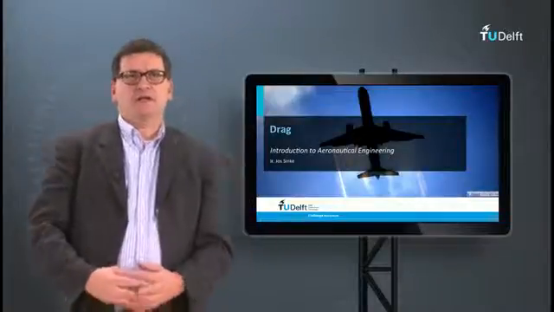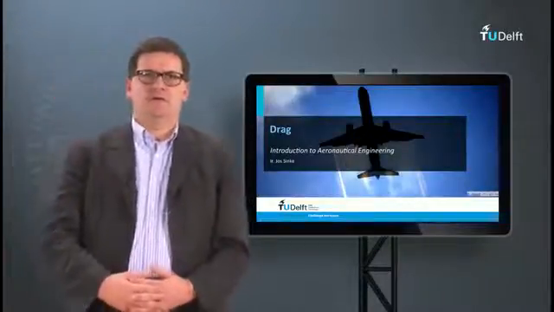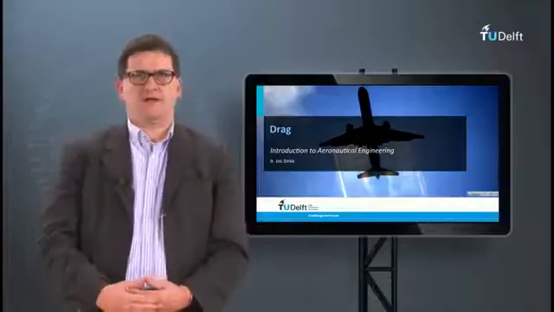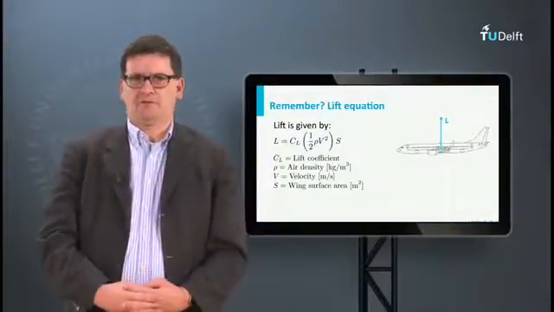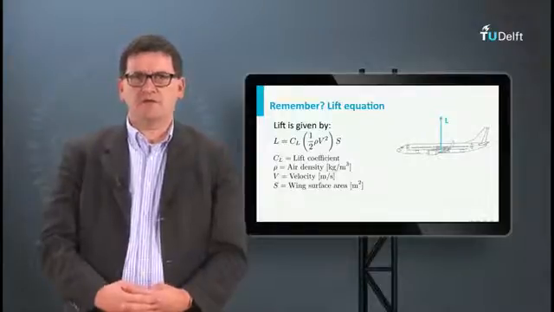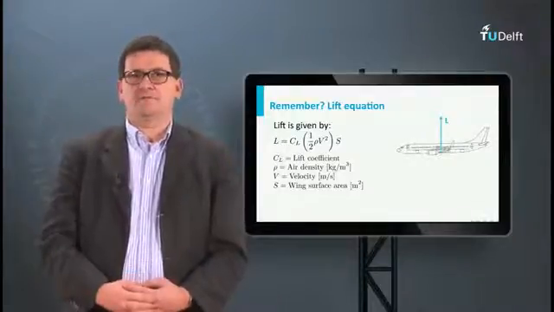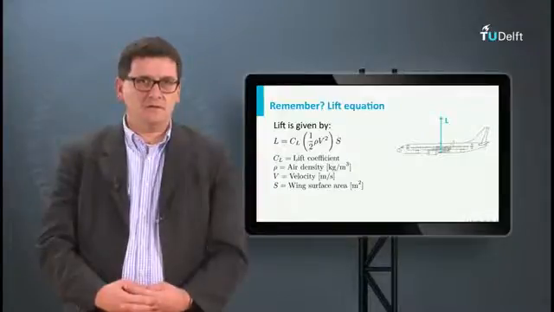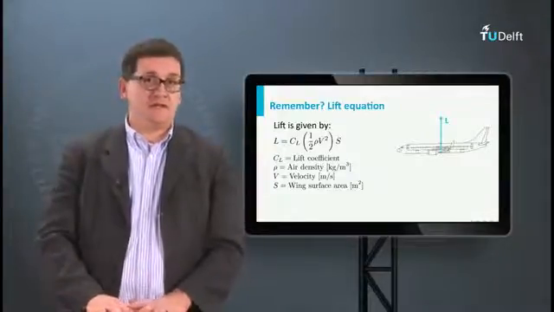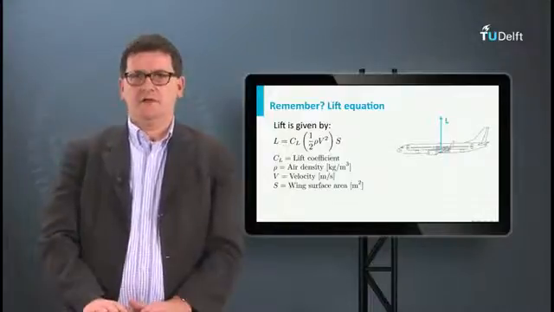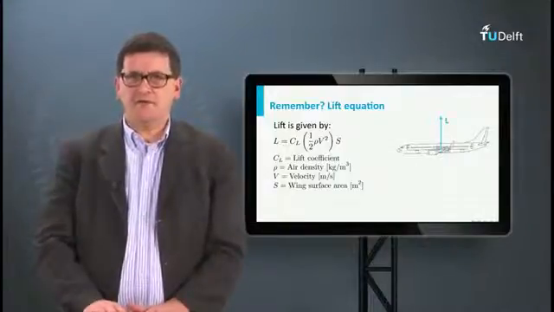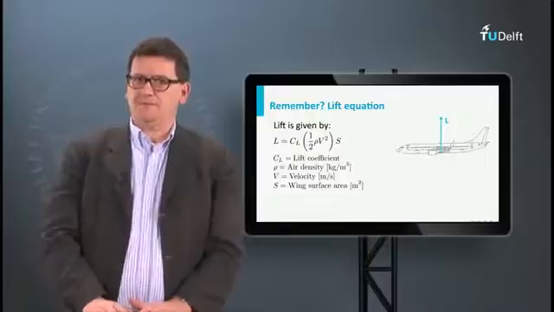In the previous lecture, I discussed the lift force. This lecture will be about the drag. I hope you remember the formula for the lift force. This force is equal to the product of a number of parameters. These parameters are the lift coefficient, the air density, the air speed, and the wing surface area. We also have seen that the lift coefficient is dimensionless.